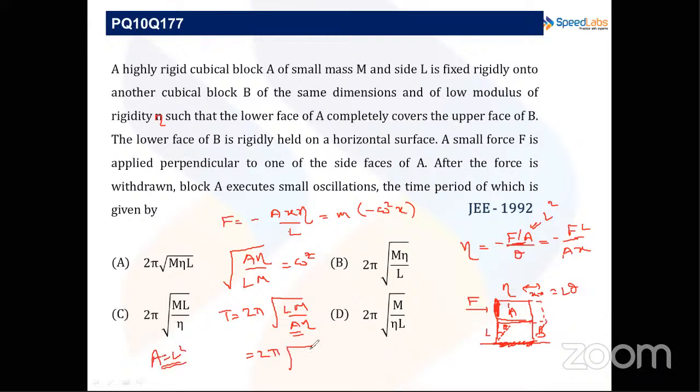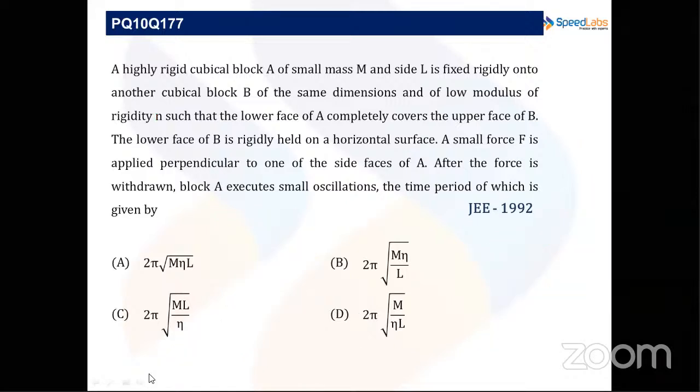So 2 pi under root m by L eta. ऐसा option है, m by L eta. D. Is that clear? D option is correct. Is there any doubt? I'm moving to next question. Give us the answer.